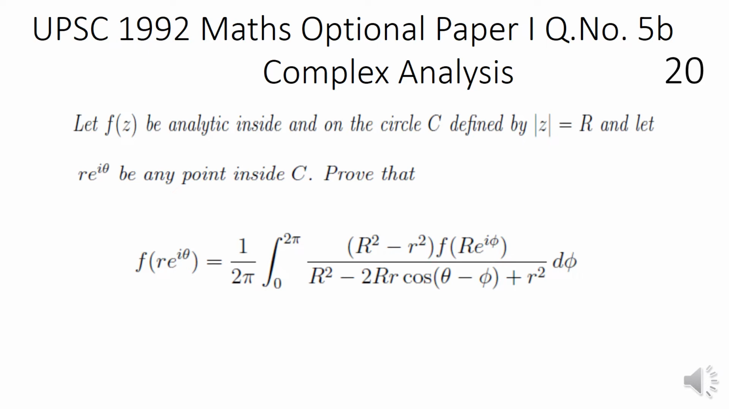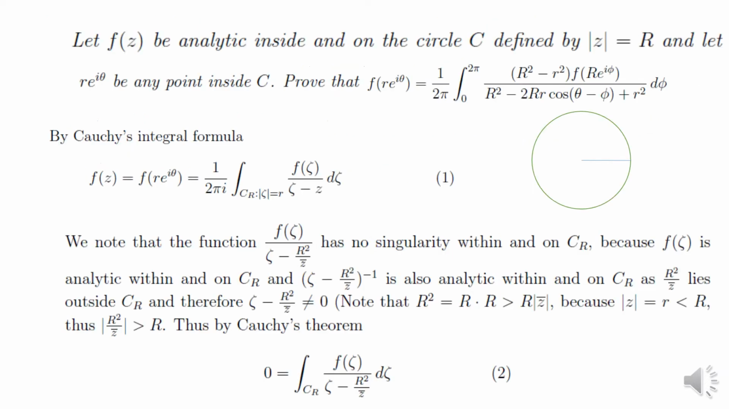In this video I will discuss question 5b of mathematics optional paper 1, UPSC 1992. This is a complex analysis question. Here the question is: let f(z) be analytic inside and on the circle C defined by |z| = R, and let z = re^{iθ} be any point inside C. Prove that this. So let's do this.